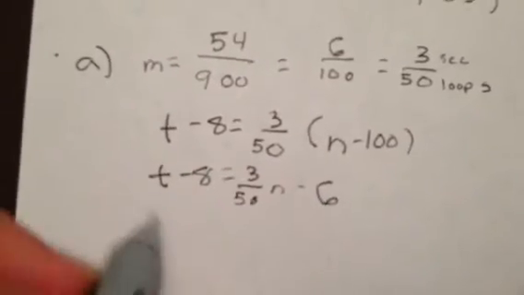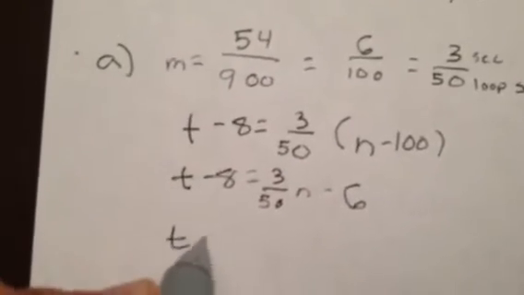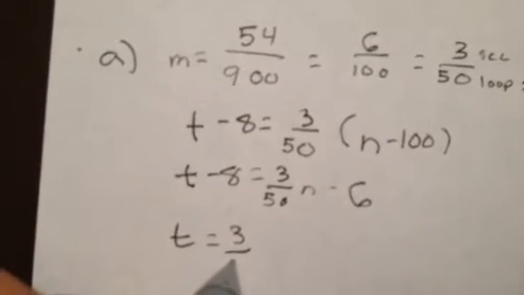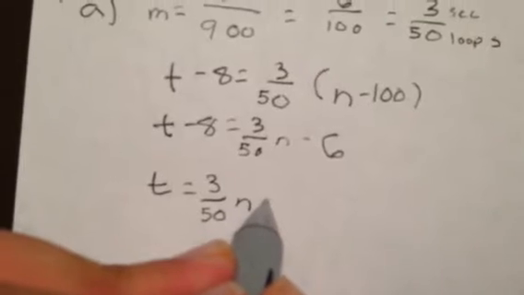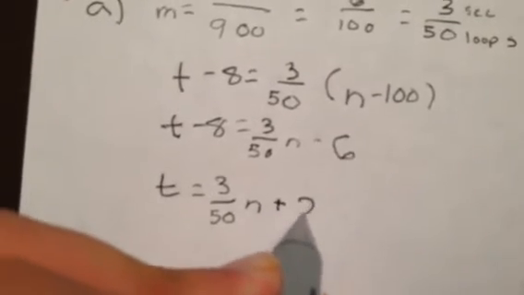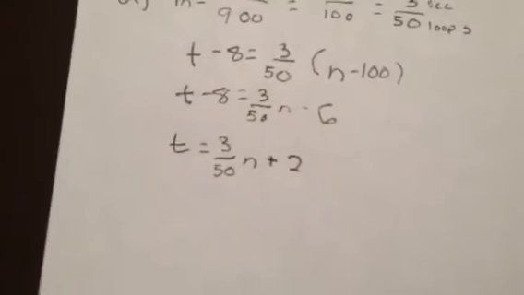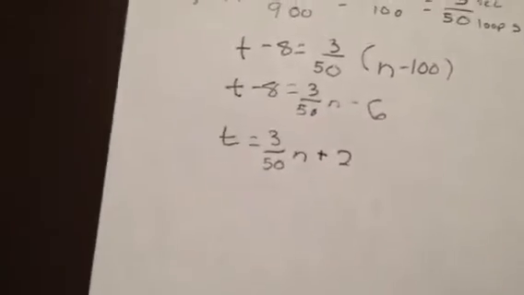And then we can go ahead and add the 8. So we have t equals 3/50ths n plus 2. No, sorry, I just lost the problem. My iPad. Here we go.